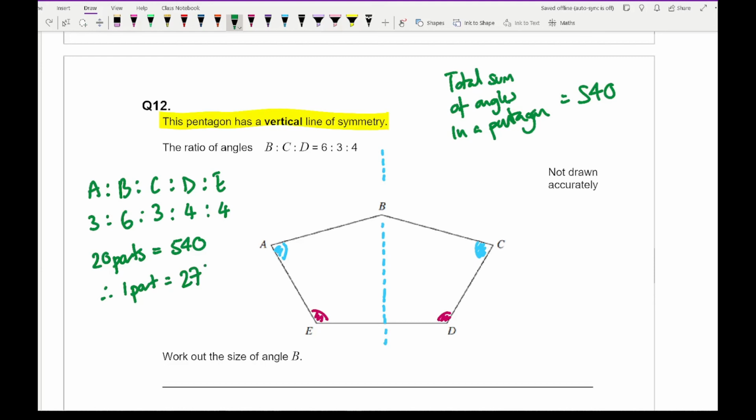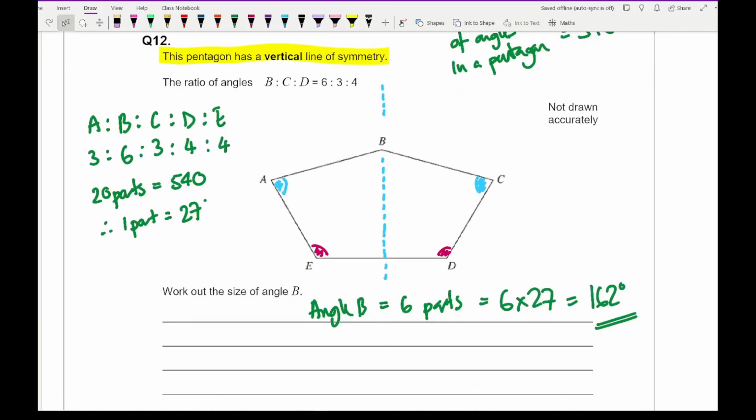So angle B equals 6 parts. So the angle is going to be 6 times 27, and 6 times 27 is 162. And that's where we finish.